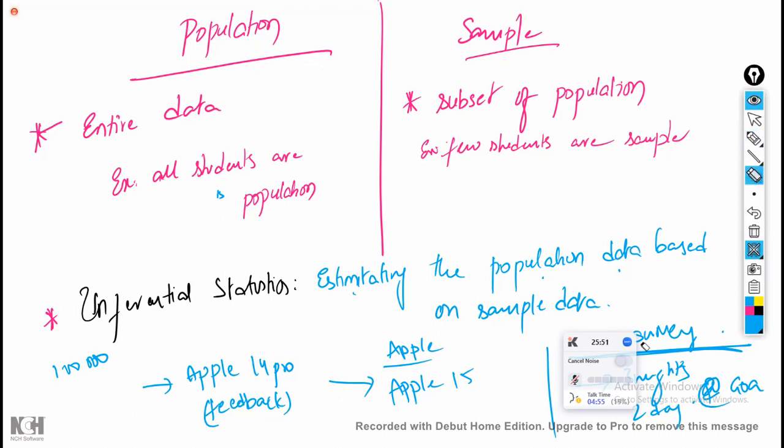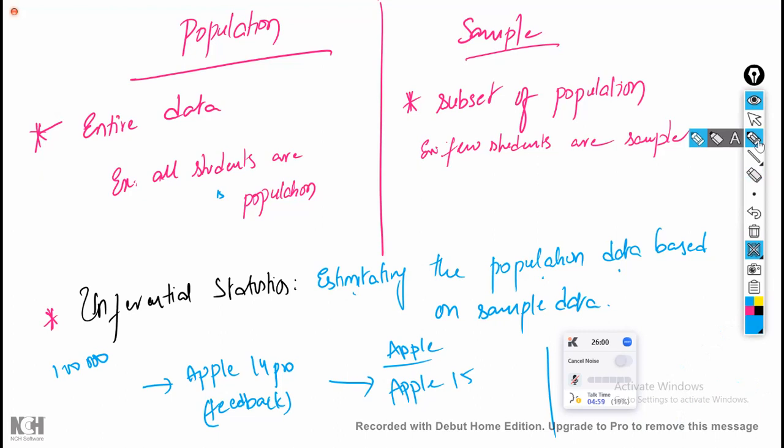So in the market, in the real-time industry, whoever wants to work on a survey, whoever is working on a survey to collect the data, will not get it free of cost. They have to spend the money. That too, in the market, getting the population data is simply impossible.